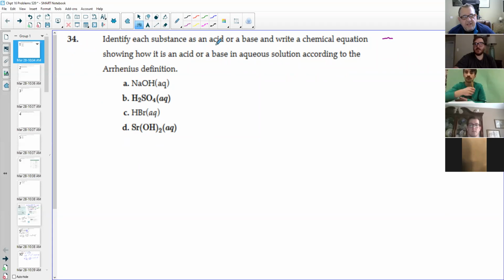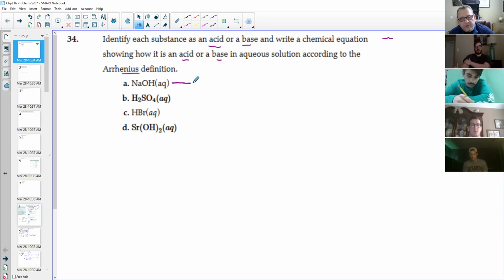It says, identify each substance as an acid or as a base. Write the chemical equation showing it acting as an acid or base in aqueous solution according to the Arrhenius definition. So the Arrhenius definition is that an acid is a proton donor, it emits a proton. And a base is something that emits a hydroxide.